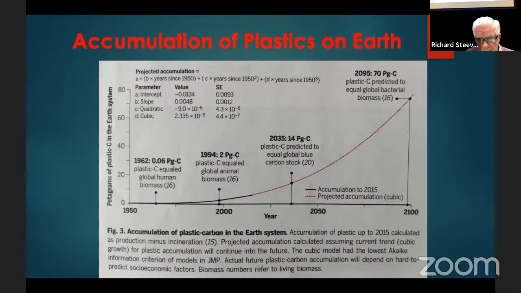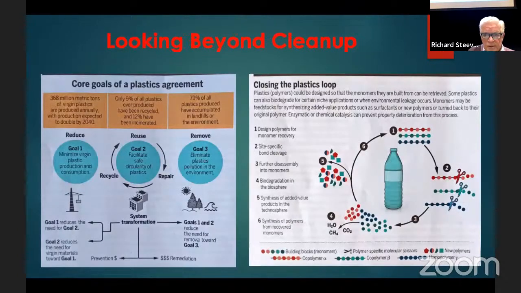And they're predicting that this is going to follow, if we don't do anything, what's called a cubic curve. And we will have vast, vast amounts of it by the end of the century if we don't do something. And so this red curve is the projected accumulation. And so far, we haven't been doing much. We've been concerned about them for the last 20 years, talk about them, but we haven't done an awful lot. So these are some thoughts.